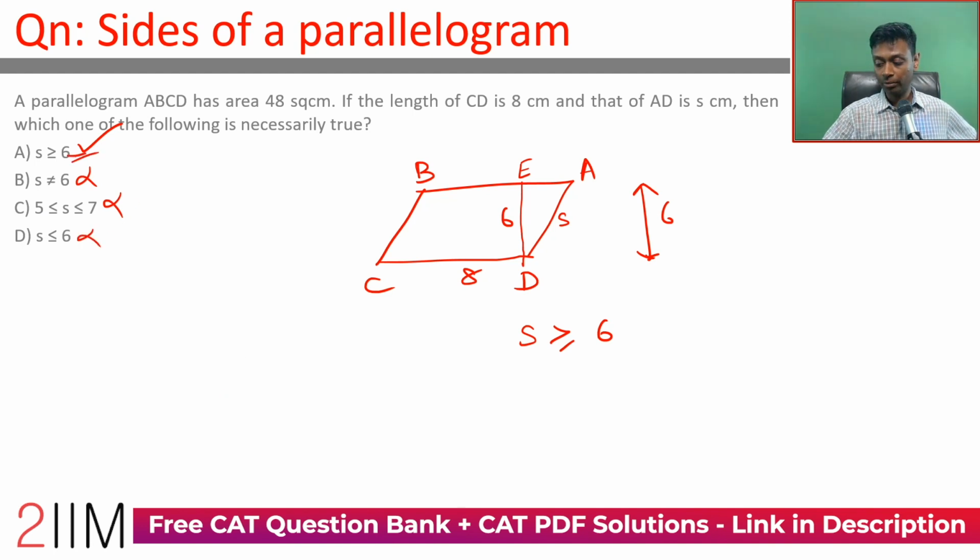Length into height is area, breadth into height is the area, base into corresponding height is area. The height is 6. That means the side should be at least 6. If this were a rectangle, the side would be 6. Otherwise, it would be greater than 6.